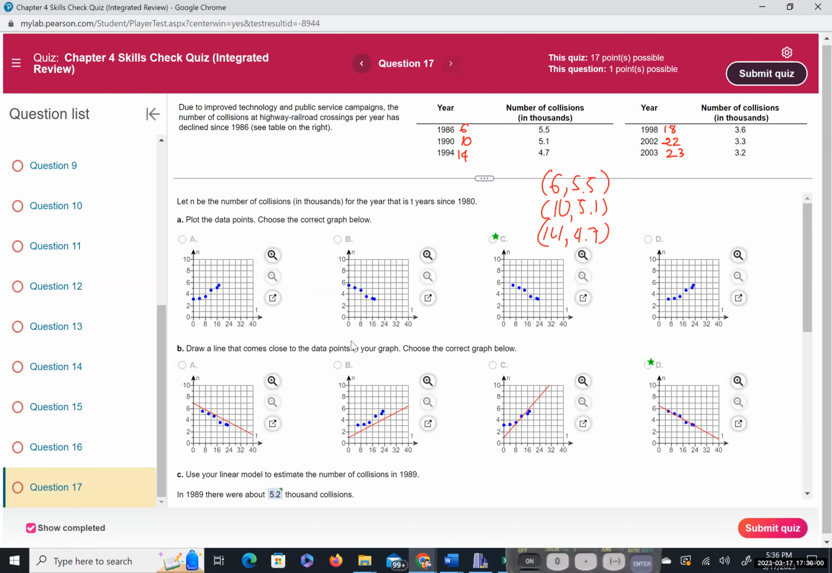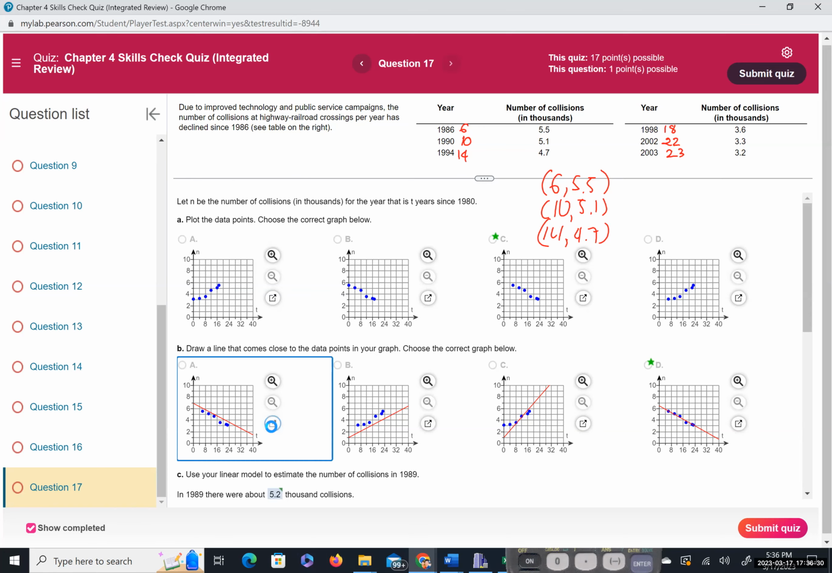Okay, so we move to B. Draw the line that comes close to the data points on the graph, and choose the correct graph below. So we did have this one as the graph, right? So you're not going to choose the one increasing here, right? It could be this one or this one only.